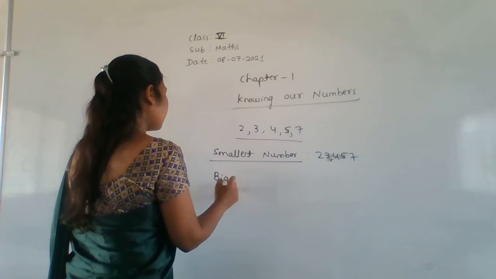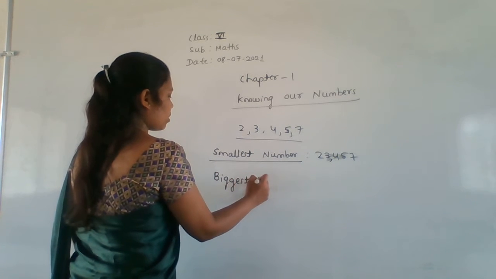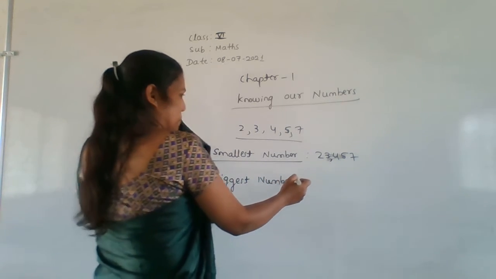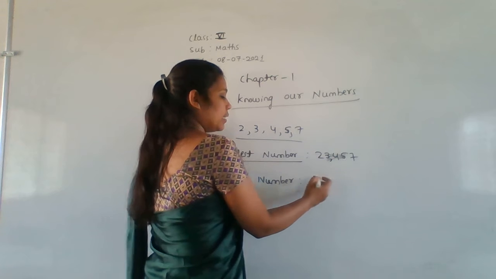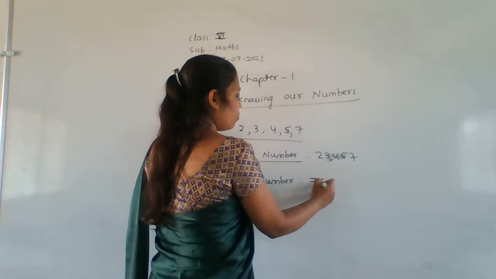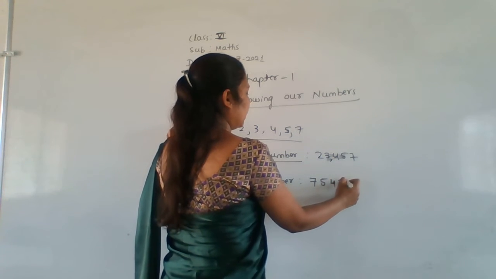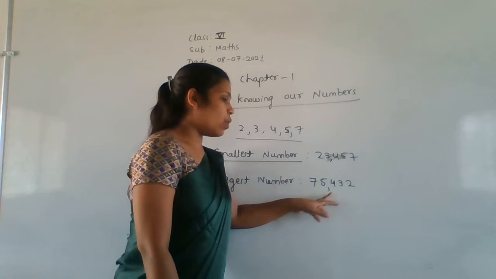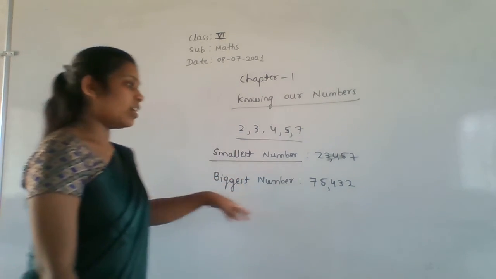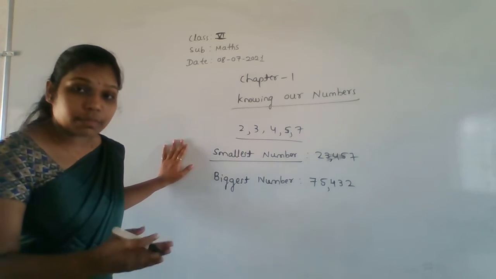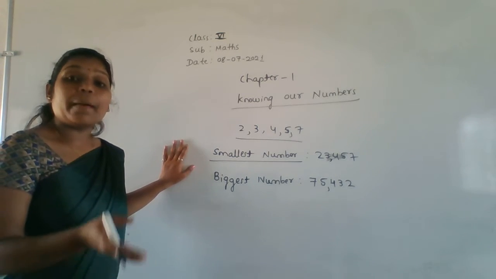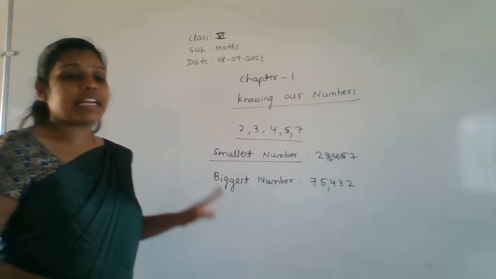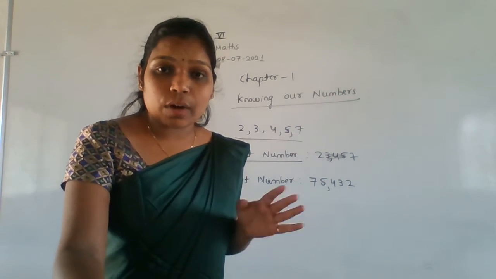And how to write the biggest number now? The biggest number is in descending order, meaning first 7, 5, next will be 4, 3, 2. So the biggest number here is 75,432. This is the way to form the smallest number as well as the biggest number. Understanding what I am saying here? Next we'll move to exercise number 1.1.